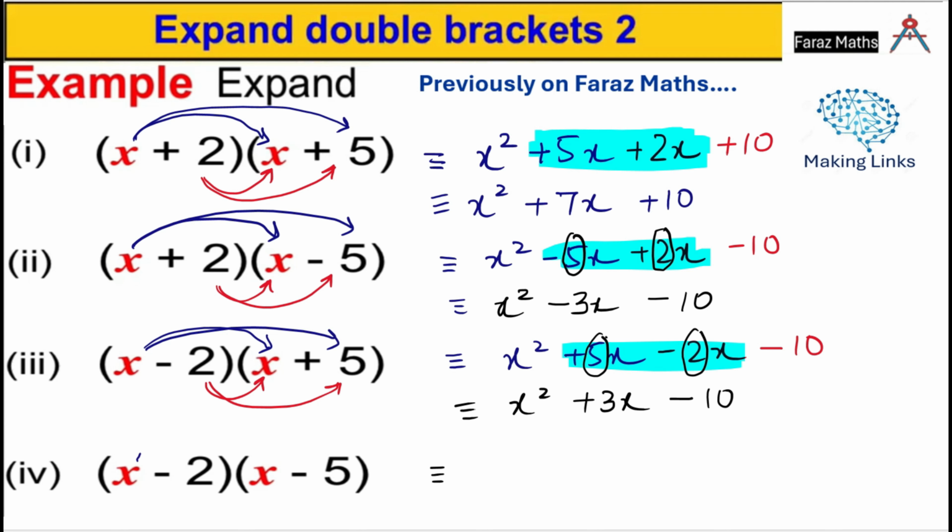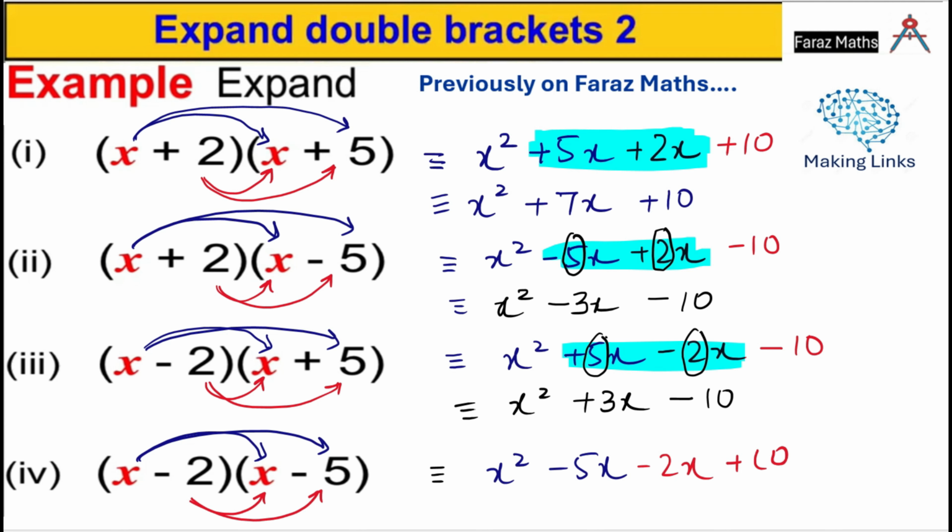The last one, x times x, x squared, x times minus 5, minus 5x. And then minus 2 times x, minus 2x, minus 2 times minus 5, plus 10. So if I again highlight the like terms, minus 5x minus 2x, we can write x squared minus 5x minus 2x. They both are like to each other and they both are negative. So you have to add them with the negative sign. 5 and 2 is minus 7x and then plus 10.